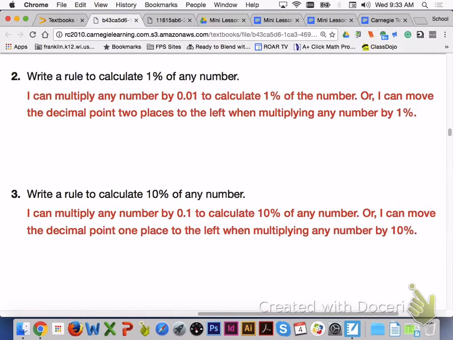For number 2, you can multiply any number by 1/100th to calculate 1% of the number, or you can also move the decimal point 2 places to the left when multiplying any number by 1%. For number 3, you can multiply any number by 1/10th to calculate 10% of any number, or you can also move the decimal point 1 place to the left when multiplying any number by 10%.